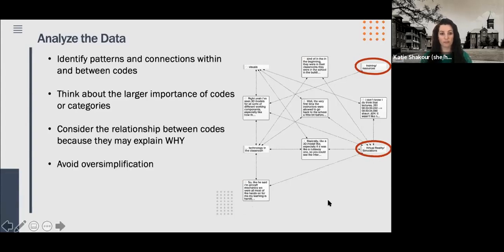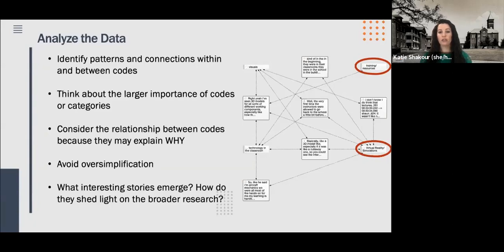this research. During analysis, it's really important to avoid oversimplification. You really want to think about multiple factors that could contribute to some of these interpretations. And you're going to start to see interesting stories emerge. You're going to think about how they shed light on broader research. And it's just about taking one baby step back, another baby step back to think about the connections between codes and quotes.